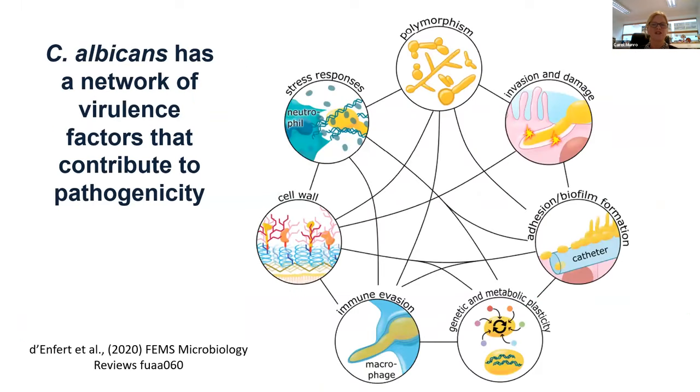So I'm going to dive straight into Candida albicans. We know it's a very successful pathogen, and it's because it has a network of virulence factors and attributes that contributes to this success as a pathogen. And I'm going to talk today about the cell wall, and you can see that the cell wall is interlinked to a number of these different virulence attributes, whether it's contributing towards immune evasion, biofilm formation, adhesion, and the ability of the cells to switch morphology.